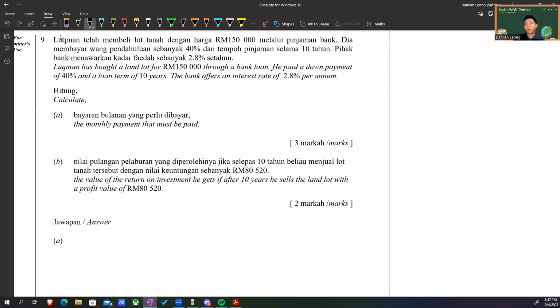The landlord paid a down payment of 40%. Loan term is 10 years, interest rate 2.8% per annum. First, we want to count out the principal after minus the down payment. You can either take 60% of 150,000 or 150,000 minus the 40%. For me, I will straight away take 60% times 150,000.